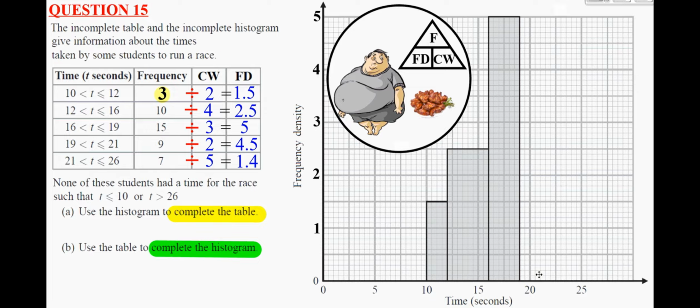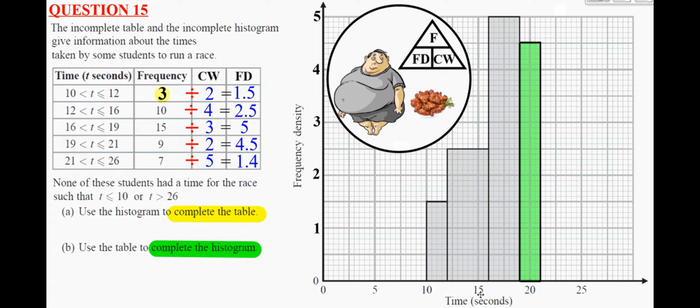From 19 to 21, we need a bar which is 4 little squares wide. That's 19, that's 20, that's 21. And it needs to be at a height of 4.5, so it needs to be up here. So it's going to be 4 little squares wide up at 4.5. So the first bar needs to look like this. And no, it doesn't need to be coloured in green. I've just done this here to make it clear for the video.